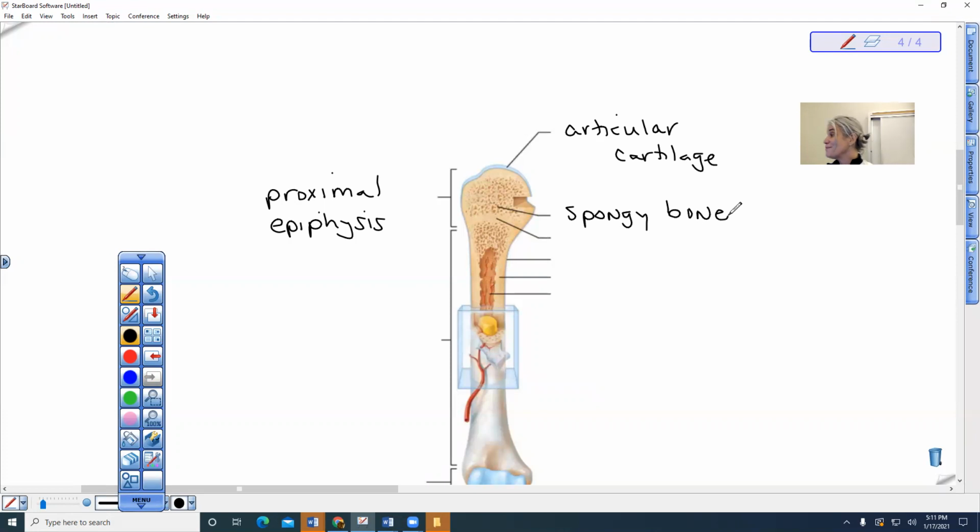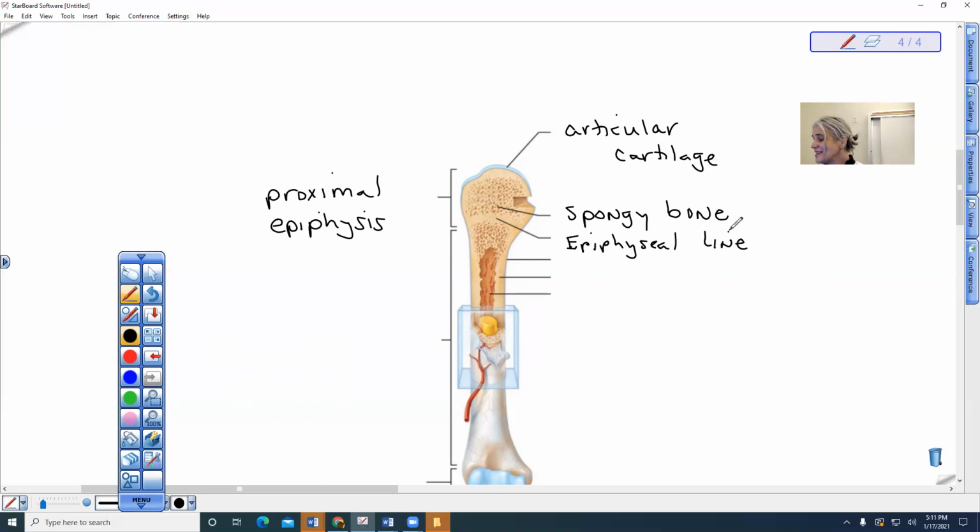Now, this is a bone from a person that has stopped growing. And so we're going to call this line the epiphyseal line instead of the epiphyseal plate. So in a person that is not growing, your growth plates have actually closed, and it is a line. So this is what we call the epiphyseal line.